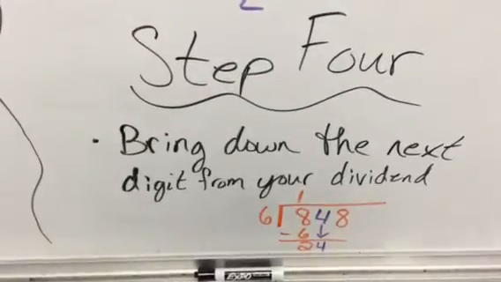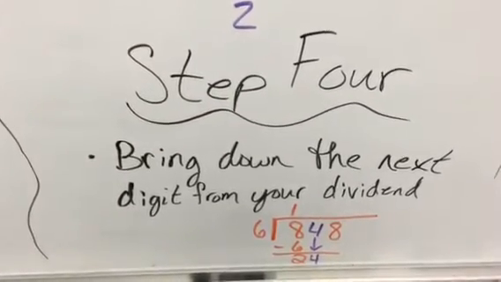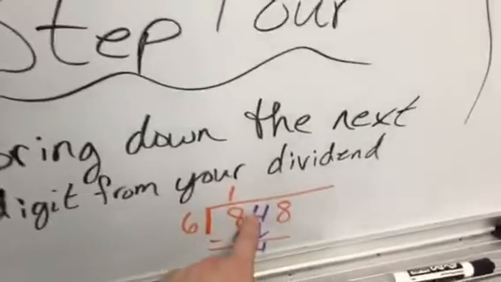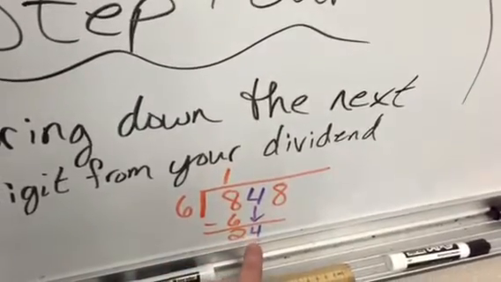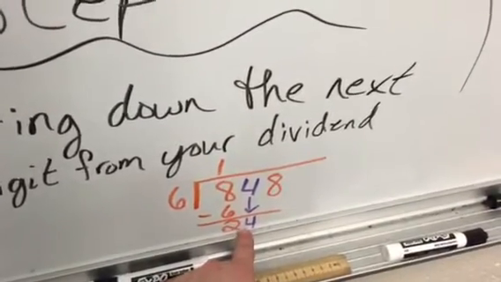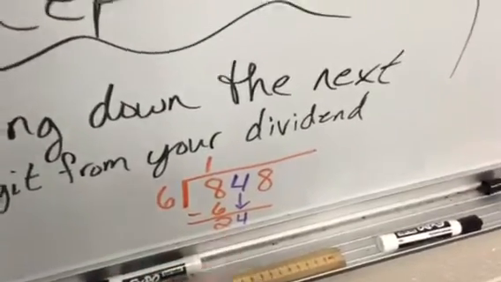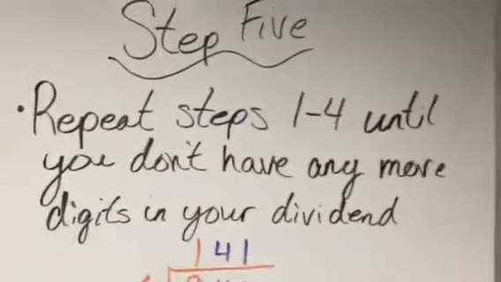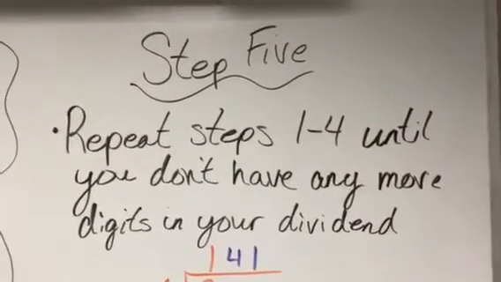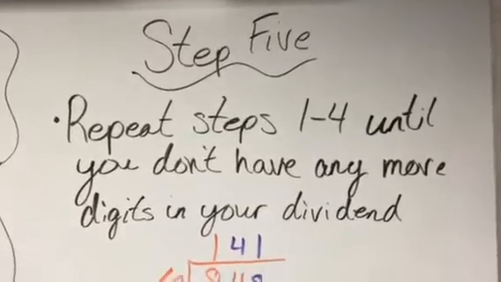Step 4, bring down the next digit from your dividend. So the second digit in my dividend was 4, so I brought it down with an arrow, and so now I have 24 instead of just 2. Because 6 can't go into 2, but it can go into 24. So let's look at this. Step 5, repeat steps 1 through 4 until you don't have any more digits in your dividend.